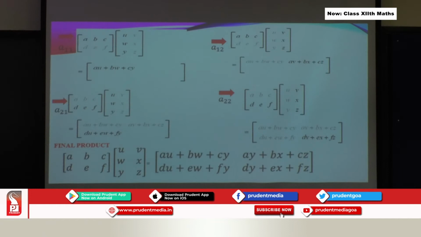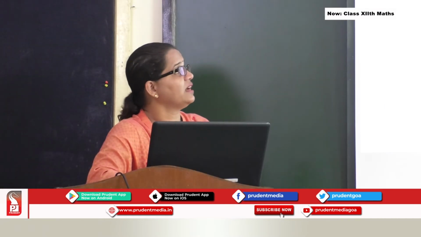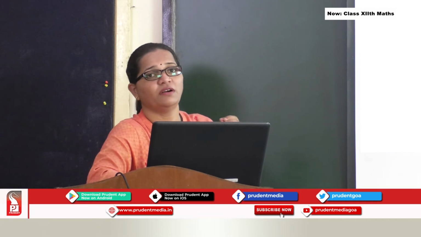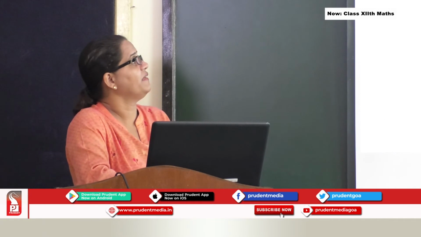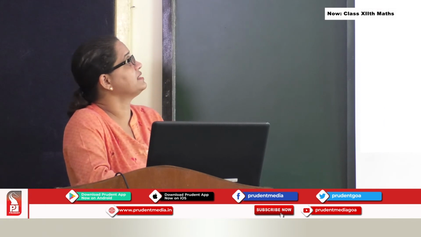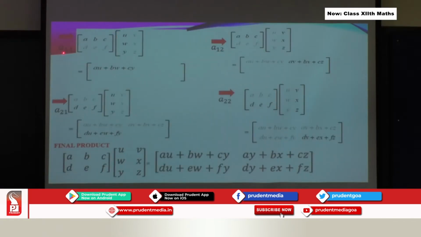Okay, now let us look at matrix multiplication step by step. This is a very important and very crucial concept. Many of you misunderstand this, so please pay attention when I am explaining. Now look at this. I want entry A11. So I am talking about entry A11. Now look at this.